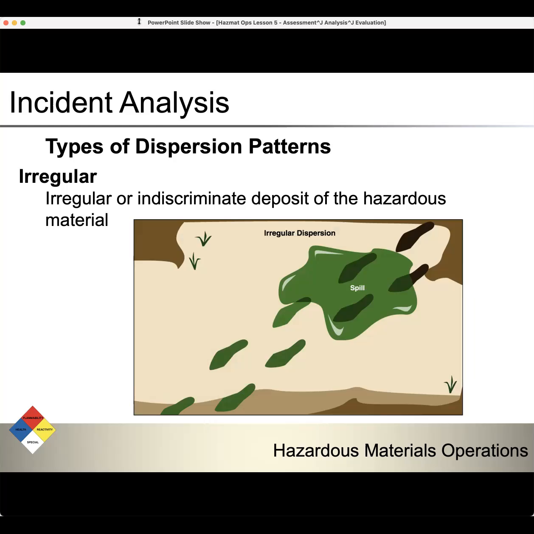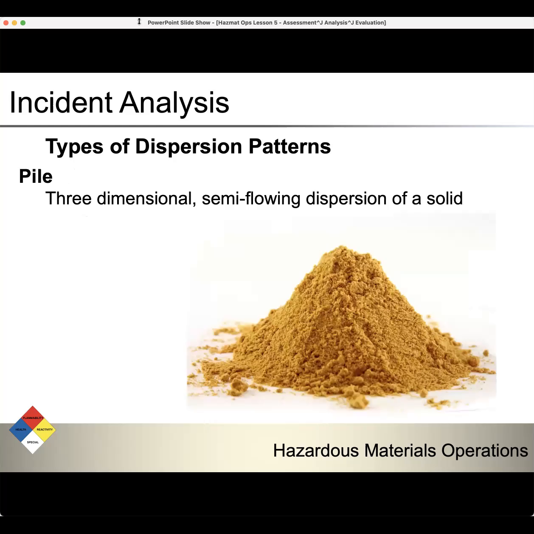This could be an animal, could be a person. Let's see, I guess a plant, or the wind could make it skip or something. I don't know. Irregular. And then you have a pile. So it's three-dimensional, can be semi-flowing, but it's a solid, a pile.